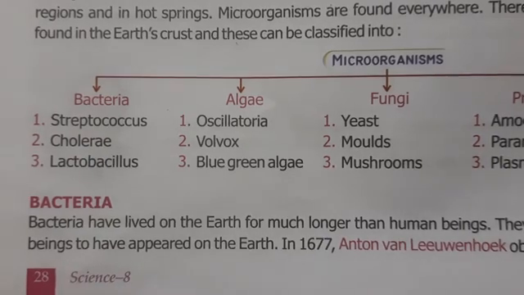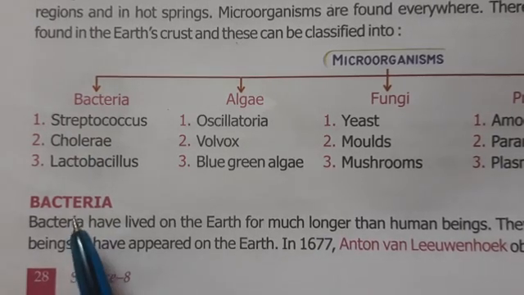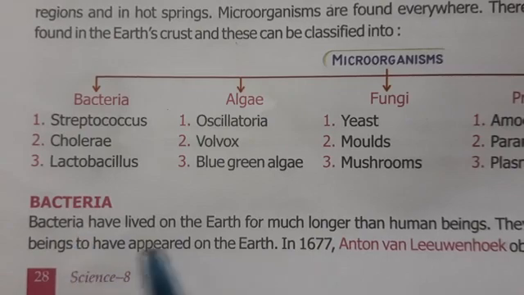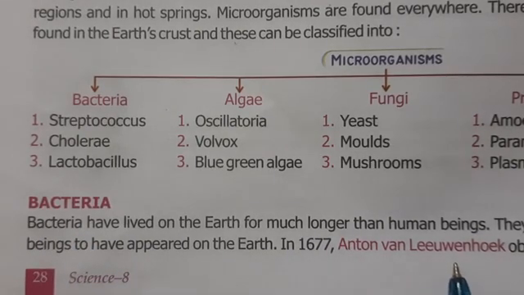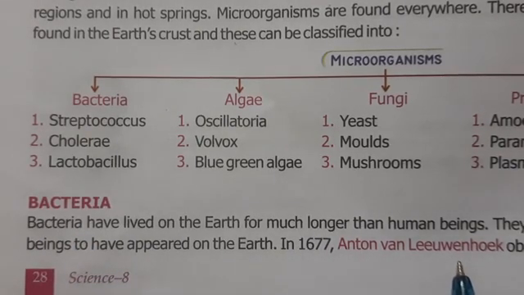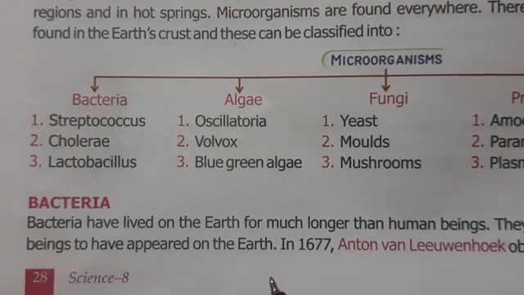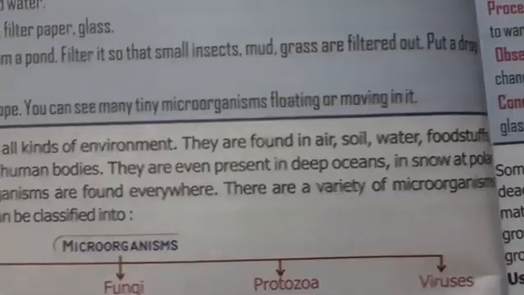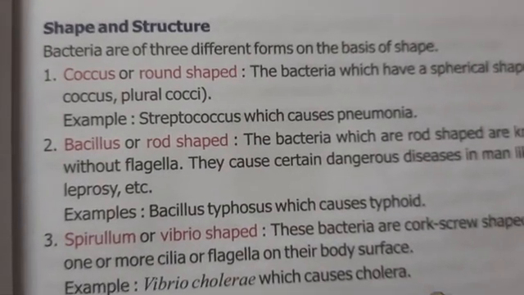Today we'll start with the first kind of microorganisms, which are called bacteria. Bacteria were first observed by Antony van Leeuwenhoek, and they are believed to be the first living beings on the earth. When Leeuwenhoek observed the bacteria under a microscope, he saw different shapes and structures of the bacteria.